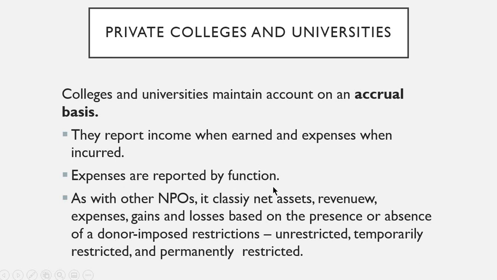Expenses are reported by function, and as with other NPOs, it classifies net assets, revenues, expenses, gains, and losses based on the presence or absence of a donor-imposed restriction. So, just like other NPOs, the revenues, gains and losses are still classified as to the presence or absence of a restriction imposed by the external source of those resources. Is it unrestricted, temporarily restricted, or permanently restricted net assets?